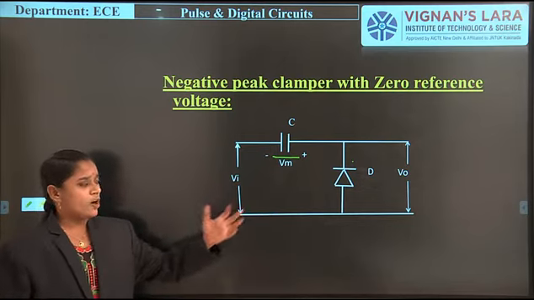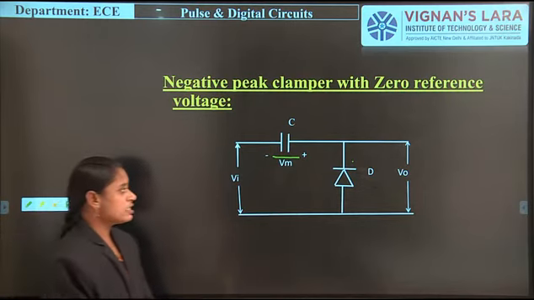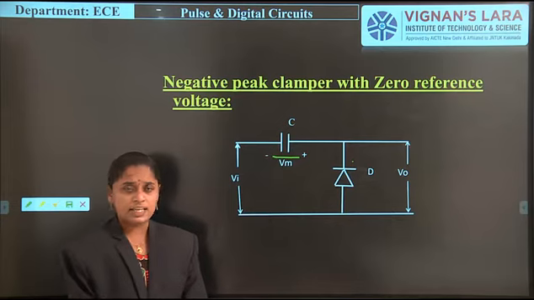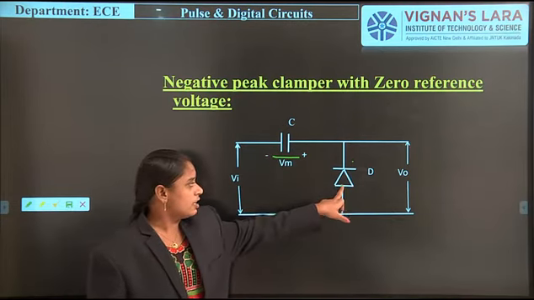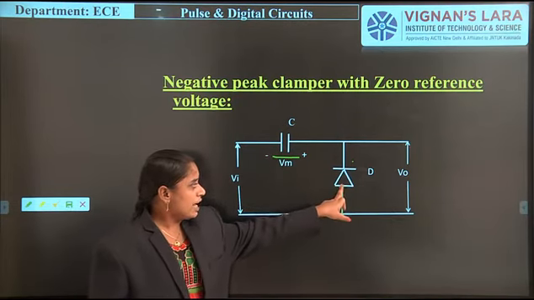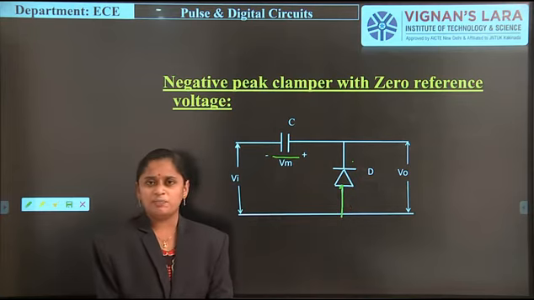And what is the diode on condition here? Obviously, the anode is connected to the ground, that may be 0.